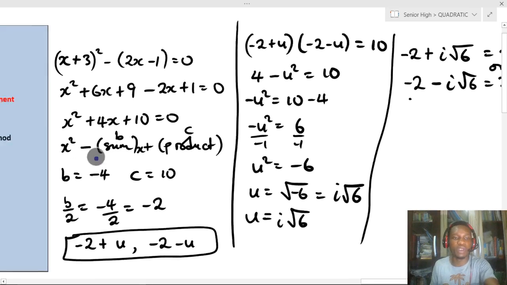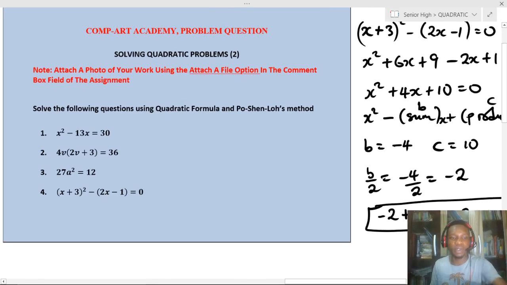So let's solve one more before I wrap it up. Number 3. I'll solve number 3 and then I want you to try out number 2 again, because I saw that using the Po-Shen Loh's method, it didn't give you the correct answer like how it would have given you if you were to solve using the quadratic formula. So try using the Po-Shen Loh's method again on number 2 only. So let me take number 3 and solve it.